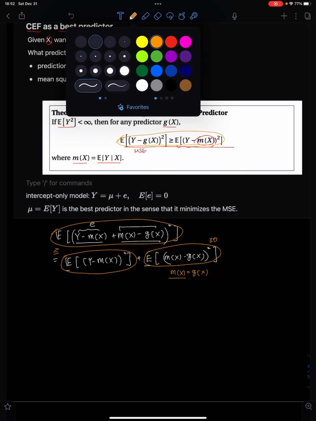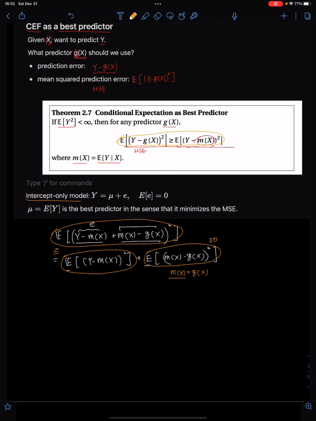Okay, so suppose that now you have an intercept-only model. So you don't have x and you have y, and you want to come up with some predictor mu, and you have your prediction error e. What predictor should we use? If we follow this theorem, then it follows directly that the mean should be the best predictor in the sense that it minimizes the mean squared error.